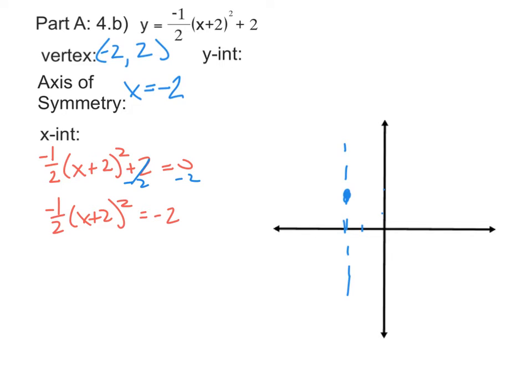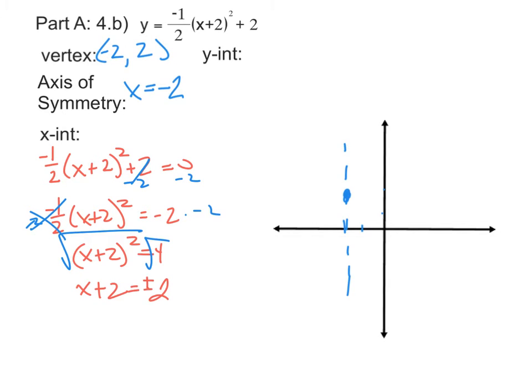First, we have to get rid of the negative 1/2, so I'm going to multiply by negative 2 on both sides. Then those two will cancel, and we'll have (x plus 2) squared is equal to 4. Now we can take the square root of both sides, and when we take the square root of 4 to get 2, we have to include the plus or minus. Finally, subtract 2 from both sides to get rid of this last 2. And that means x will be negative 2 plus or minus 2.